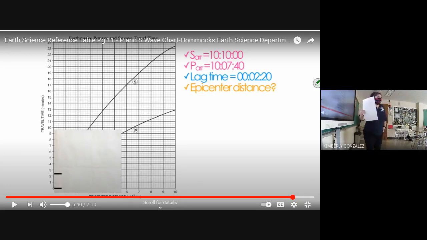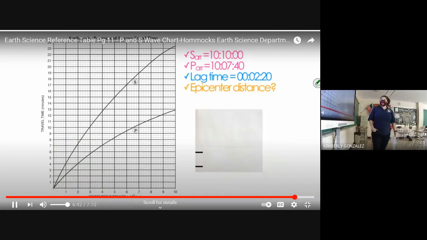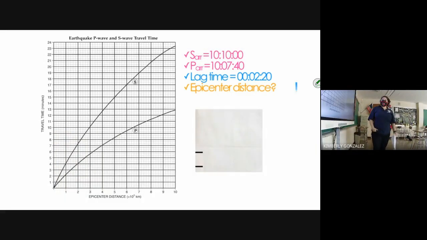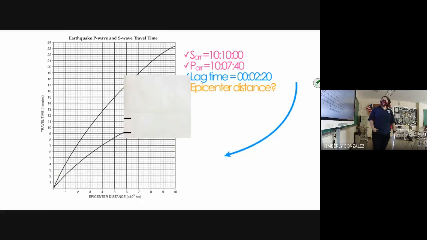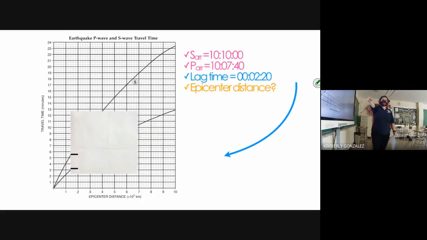Okay? Now, once you do that, you're going to use the wedgie method. Now, the wedgie method is you need to figure out where that lag time fits on this entire curve. So you take your piece of paper and you wedge it in between. So watch what he does. That piece of paper, you slide it in between your P wave and S wave curve. Once you slide it in between the P wave and S wave curve, where the top mark touches the S wave and the bottom mark touches the P wave, you can determine your epicenter.